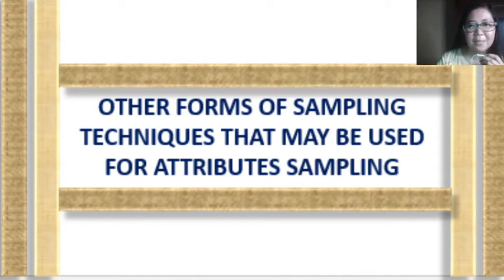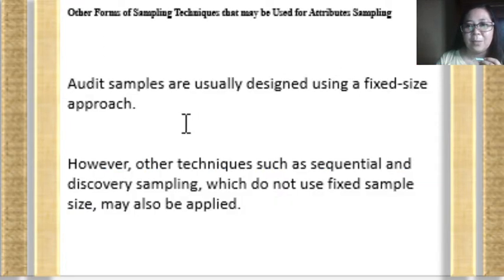Okay, so for this next video lecture, we will be discussing the other forms of sampling techniques that may be used for attribute sampling. So again, attribute sampling is normally used for testing of internal controls where the auditor is concerned about the characteristics of a certain procedure or subject matter. Audit samples are usually designed using a fixed size approach.